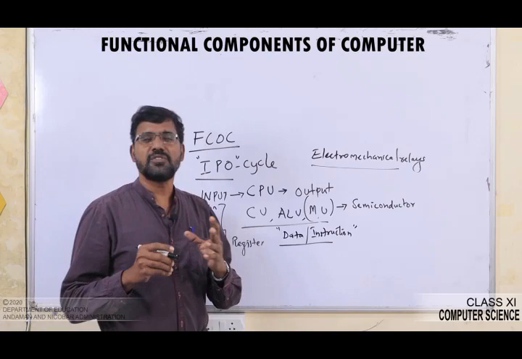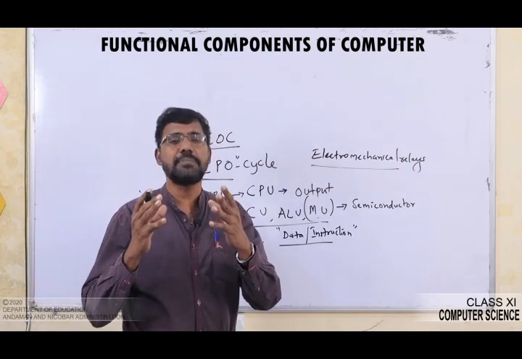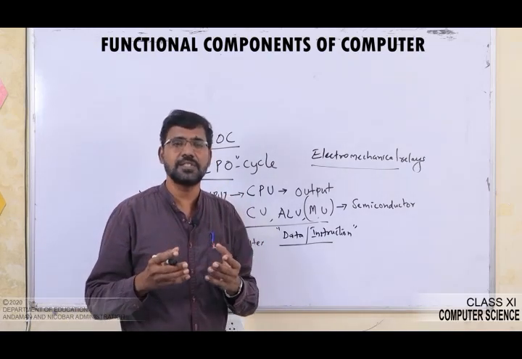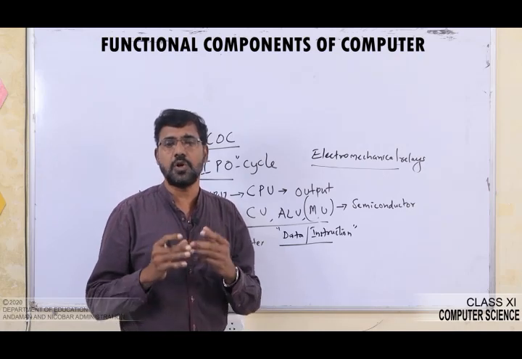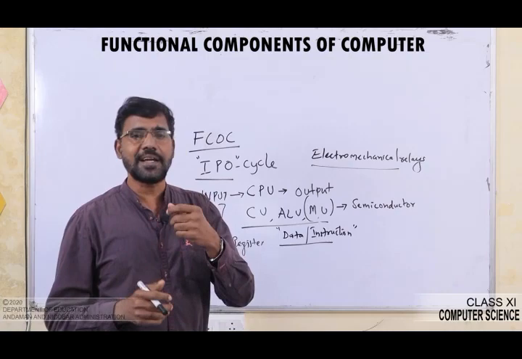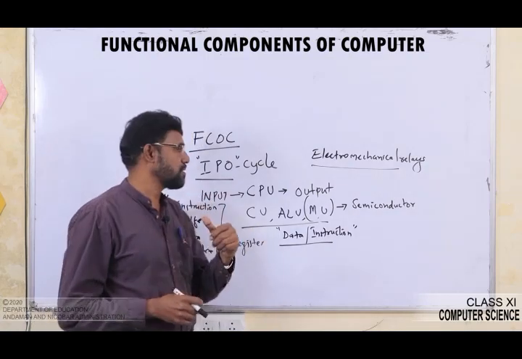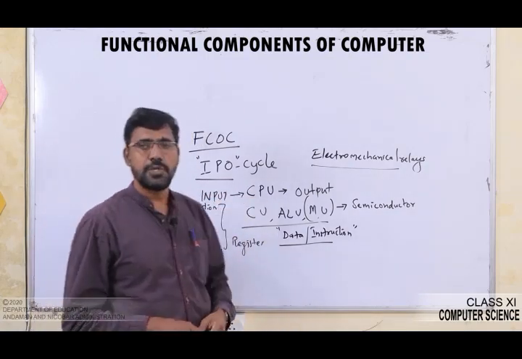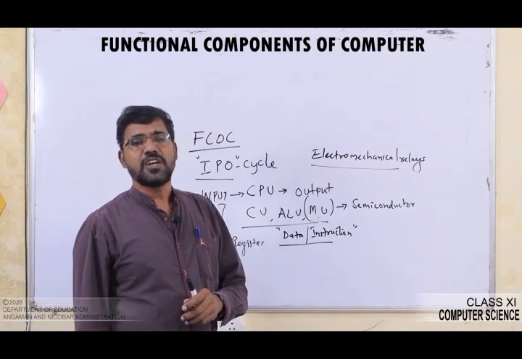Why is it called the brain of the computer? Because it is just like a brain that takes all the major decisions, makes all sorts of calculations, and directs different parts of the computer to function by activating and controlling the operations. This is the major role played by the CPU. So, this is the functional processing.